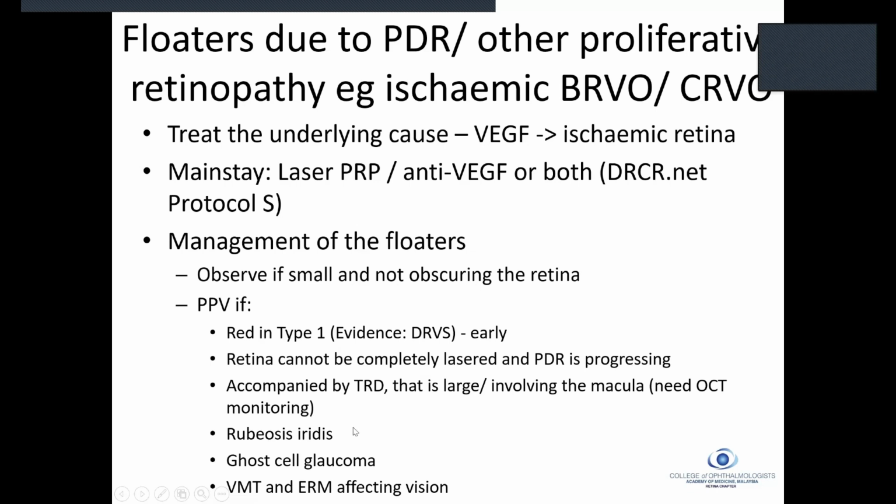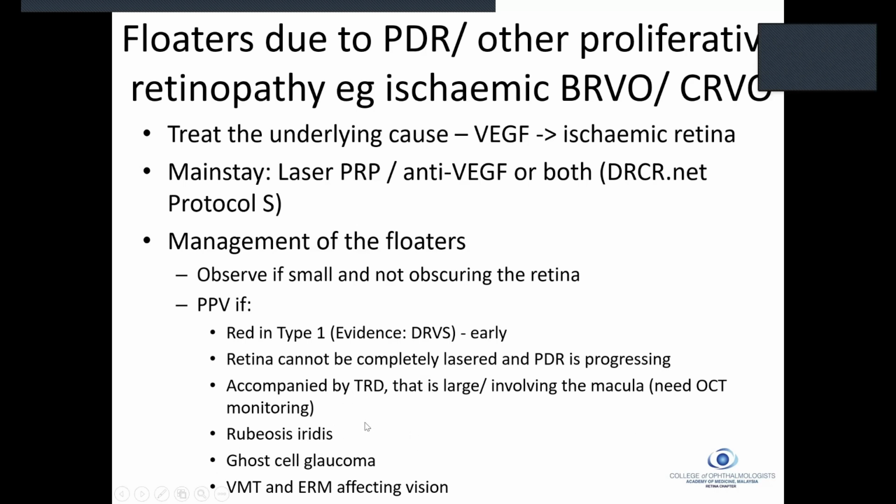And for rubeosis, now why I mentioned rubeosis iridis is even though you may have lasered the patient, rubeosis is still developing. So then entering with a vitrectomy allows us to complete the PRP more effectively and remove the vitreous hemorrhages that may be obscuring the view to give the adequate laser.